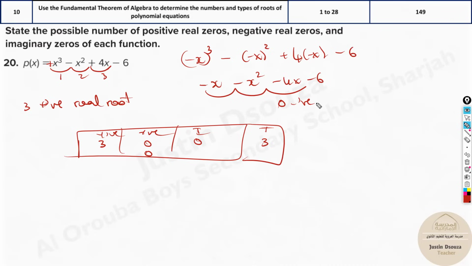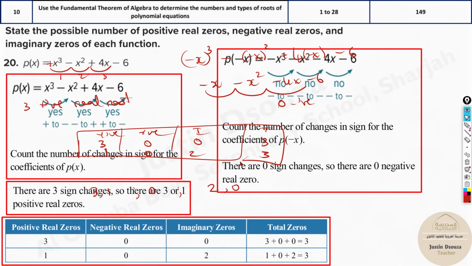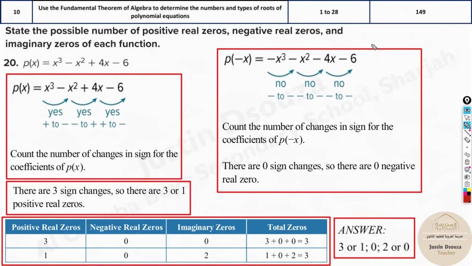This is the negative real zeros, right? So over here it can be 1, over here 2, and over here 3 only, right? So the positive real zeros can be 3 or 1, negative is only 0, and imaginary is 2 or 0. So that is the final answer. You can see here 3 or 1, 0, 2 or 0. Generally, the answers will be written as the bigger number first, and then the smaller number.